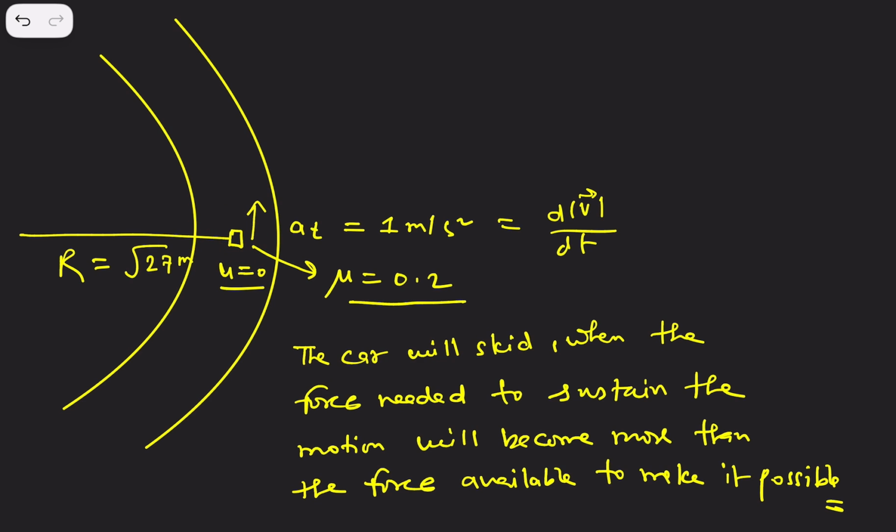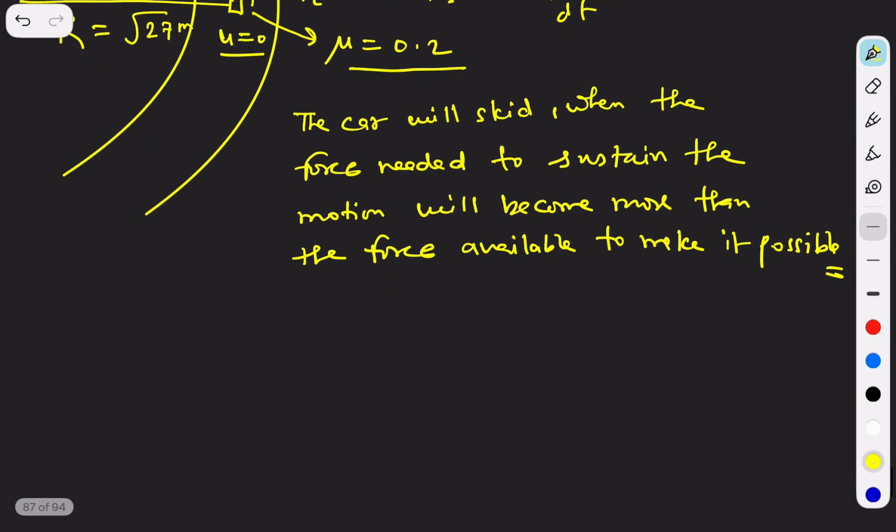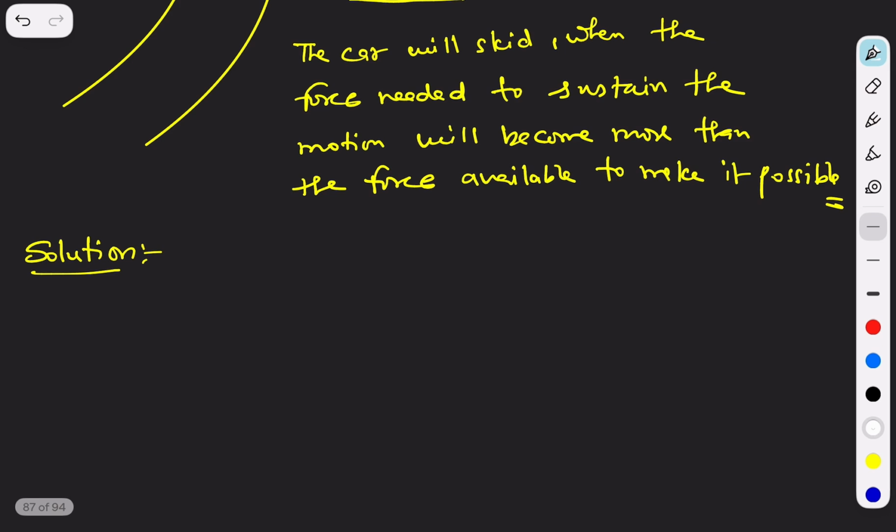Let me do the solution for it. It's a very simple question. The friction available, of course we are talking about the limiting situation, will be mu into m into g, because the body is in vertical equilibrium, lying on a horizontal road. So the friction will be mu mg. We'll put the values in at the end.